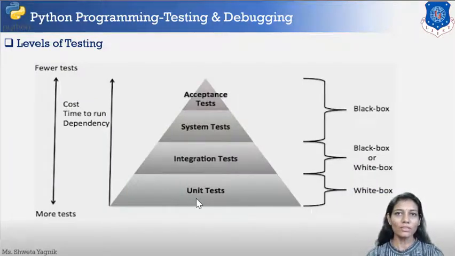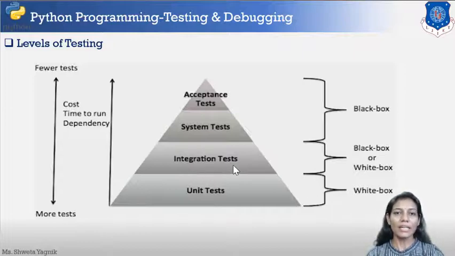First of all, the lowest level is the unit test, which is purely white box testing, because the implementer or the coder needs to perform the unit testing as soon as the code is developed. So he must be aware of all the logic and the design of the unit which he has developed.